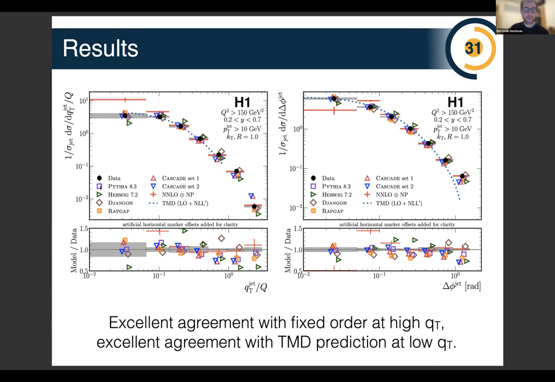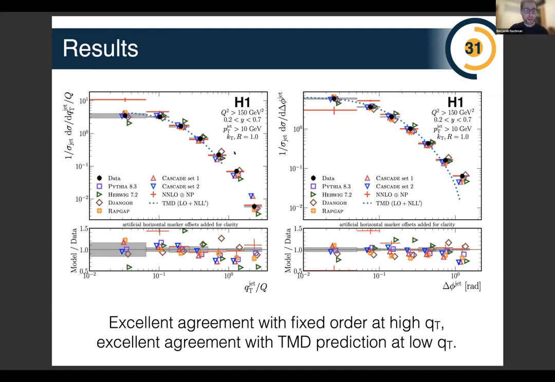agreement with a lot of different calculations. So you can see here Monte Carlo generators, the usual suspects, Pythia and Herwig, that have been tuned heavily in PP collisions. And then there's Django and RapGap, the favorites from HERA, and then Cascade, which is a TMD-based Monte Carlo generator using the parton branching method.